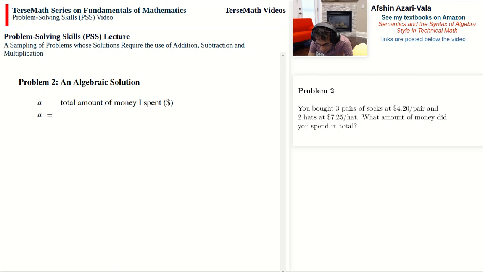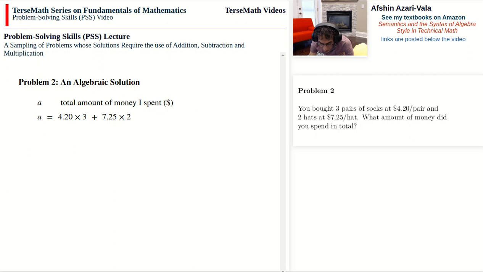Now we begin with A is equal to. The argument is that the total amount of money that I spent is equal to the amount of money spent on the socks plus the amount of money spent on the hats. And so term number 1 becomes $4.20 times 3, $4.20 per pair, and you bought 3 pairs. And then to this we add the amount of money that you spent on the hats, $7.25 for 1 hat, and you bought 2 hats, and therefore the second term on the right side becomes $7.25 times 2.